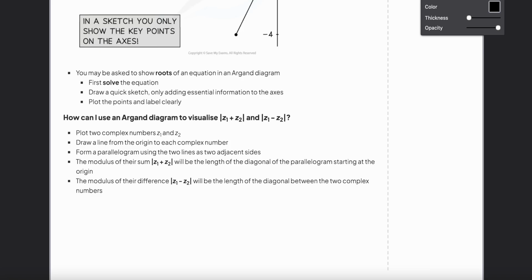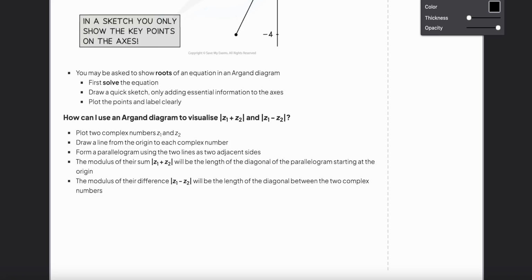So we are given a situation whereby we have two complex numbers and we want to represent the modulus of their sum and we want to represent the modulus of their difference. This is just a summary of how we do it. We plot the two complex numbers Z1 and Z2. We draw a line from the origin to each complex number. So in other words, we're going to represent our Z1 and Z2 as position vectors, right?